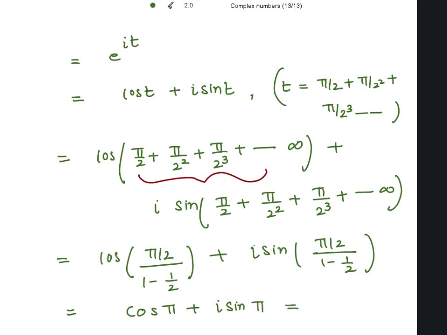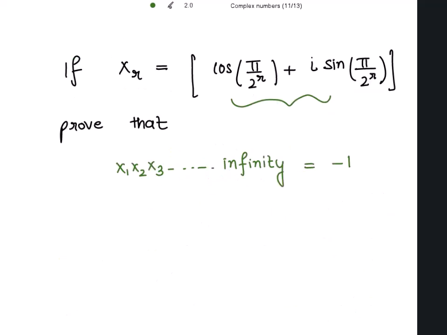And what is cos of pi? It is -1 plus iota sine of pi, which is 0. So we are getting the left hand side to be -1, which is the required answer, right? So we have shown this product to be equal to -1 using the Euler's formula.